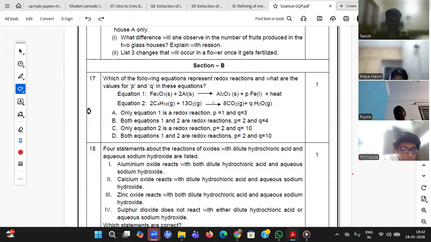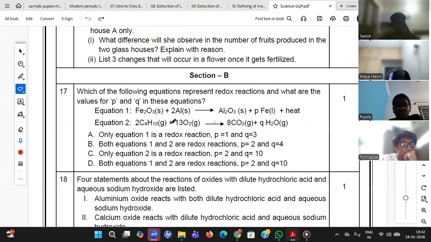Okay, equation number two. Yes, Vijita, equation number two. Why is it redox? Sir, in the second one, C4H10 loses hydrogen. Okay, losing hydrogen. So losing hydrogen is oxidation, right?